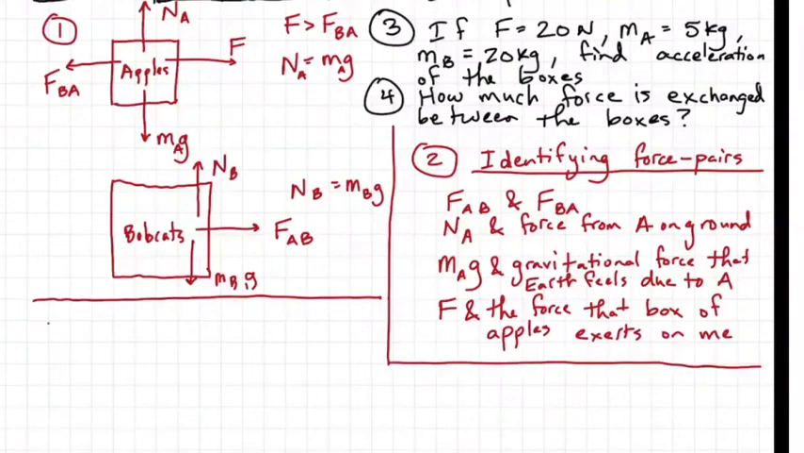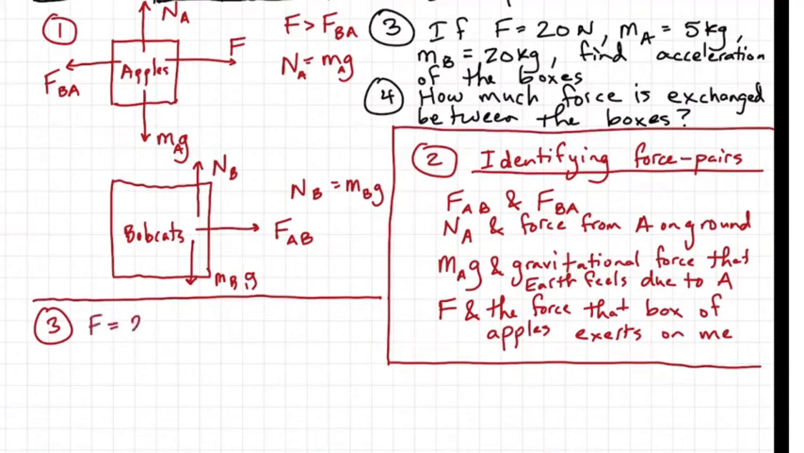All right, my organization here isn't great, but I hope that it kind of makes sense and you can bear with me. All right, so for 3, now we've got that force is equal to 20 newtons. The mass of the apple box is 5 kilograms. The mass of the bobcat box is 20 kilograms. And the question is, what's the acceleration of these boxes?